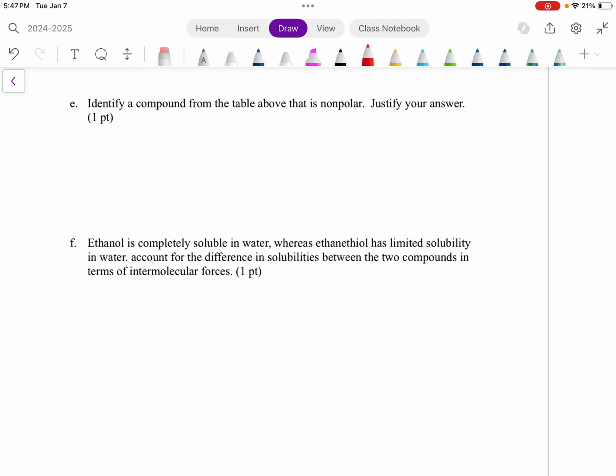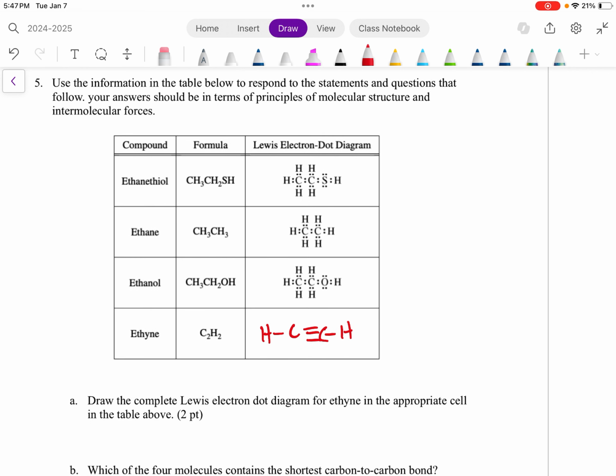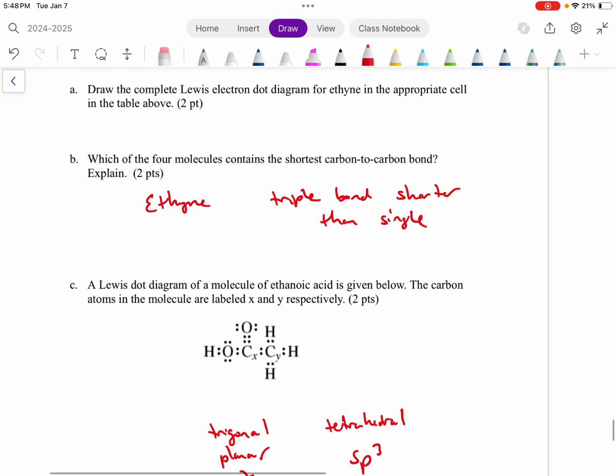Identify a compound from the table that is non-polar. So if we go back up to the table, we're looking for something non-polar. Your best answers here are going to be either ethane or ethyne. Those are your best answers because they are exclusively carbon-to-carbon or carbon-to-hydrogen bonds. Those are always non-polar. Their difference in electronegativity is below the threshold. So that's your best answer. Either one of those would have been fine. And your justification is that C and H bonds are non-polar.